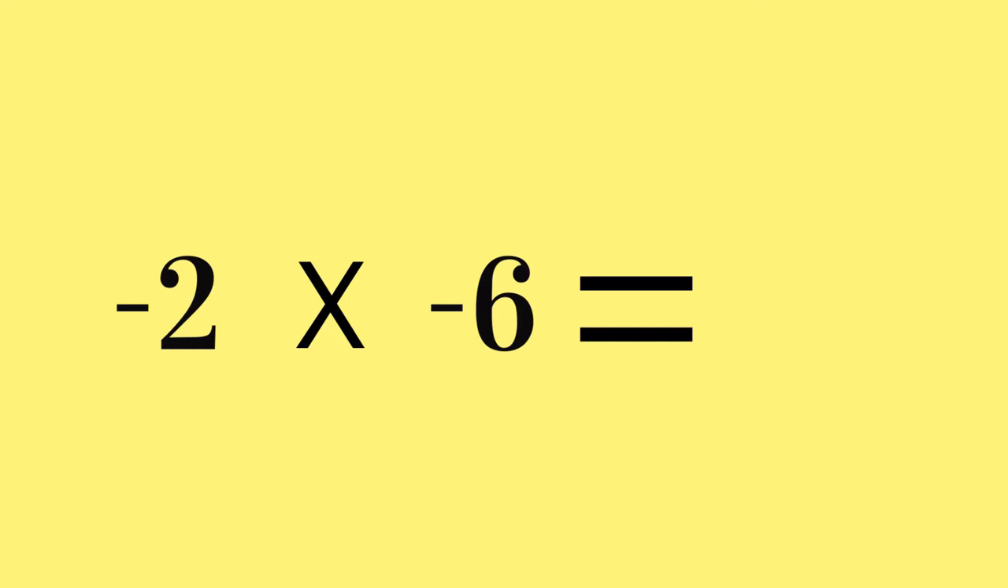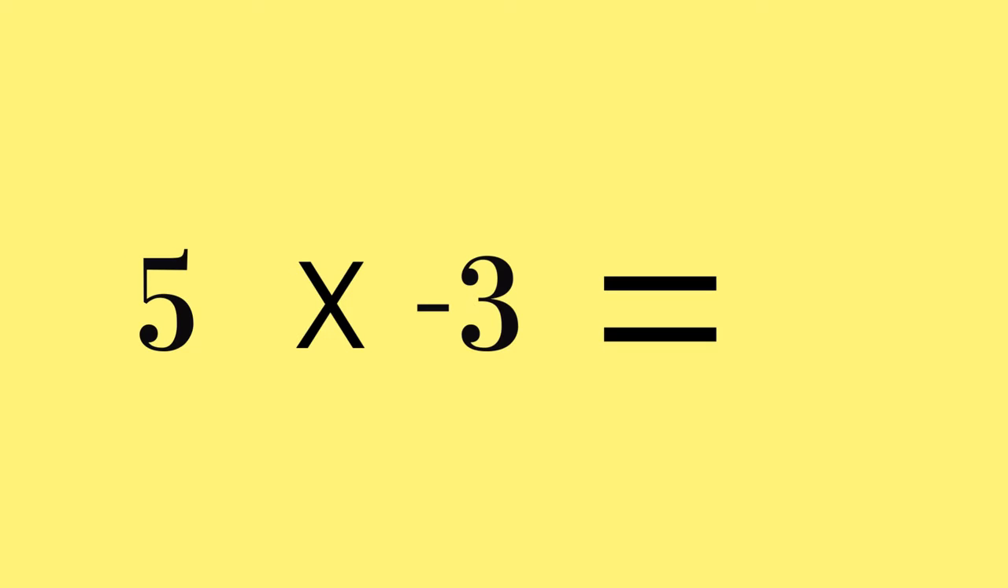Have a go at this question. Negative 2 multiplied by negative 6. Pause while you think about your answer. We can see that both of these numbers are negative, which means we know the answer will be positive. Then all we have to do is multiply 2 and 6 to get our answer, positive 12.